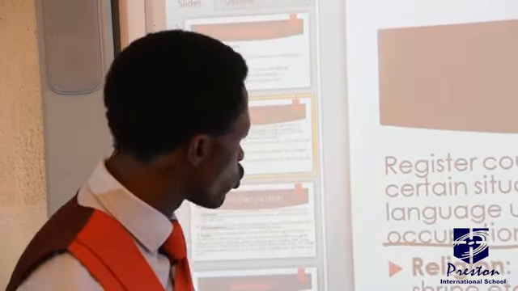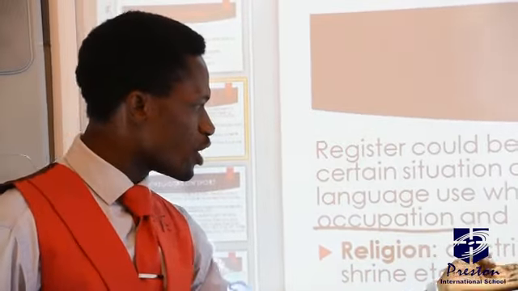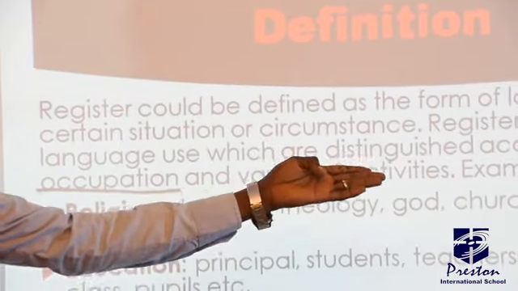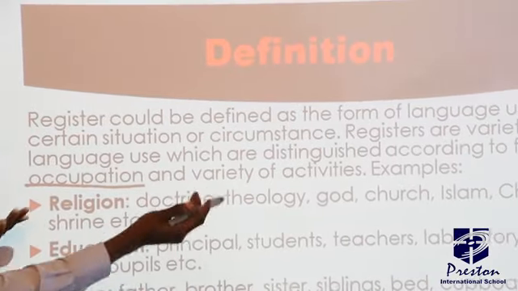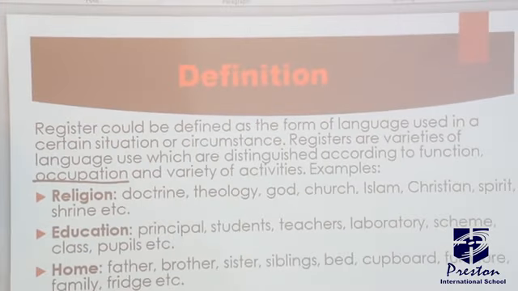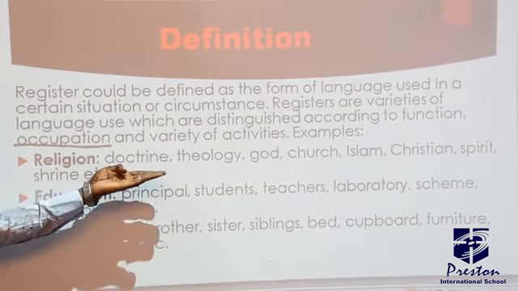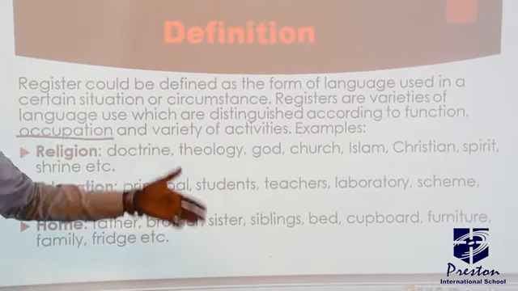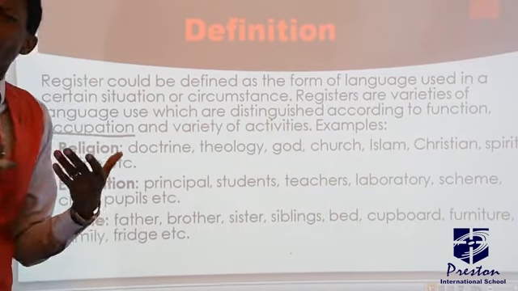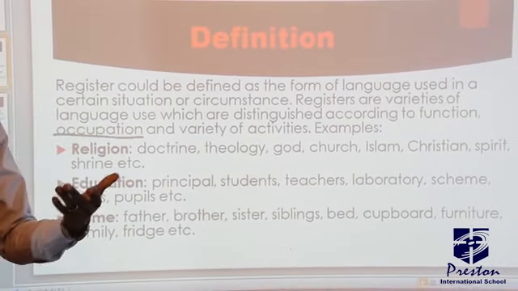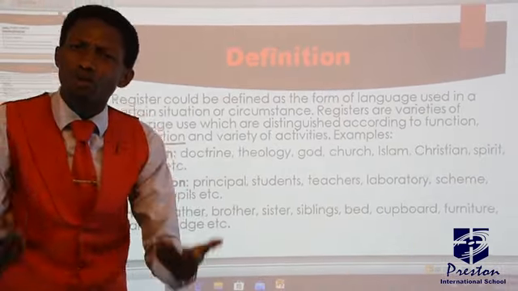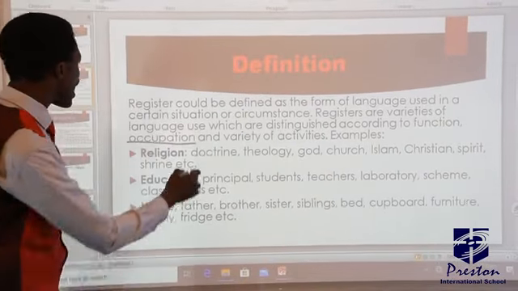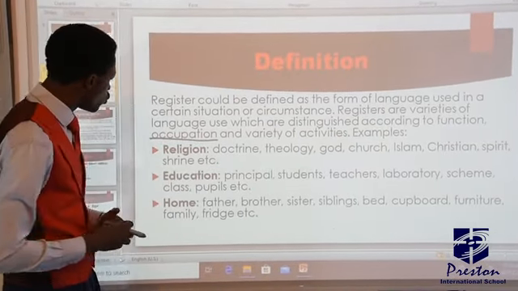Take for instance, let's look at religion. You see words like doctrine, theology, God, church, Islam, Christian, spirit, shrine. These are all words related to religion. If I come to this class and everything you keep hearing me mention is doctrine, theology, God, you may be tempted to ask me, "Sir, why are you sounding religious?" Why? Because I am using the register related to religion.